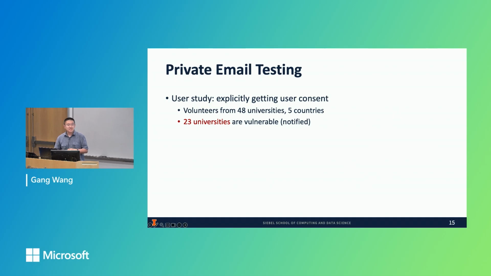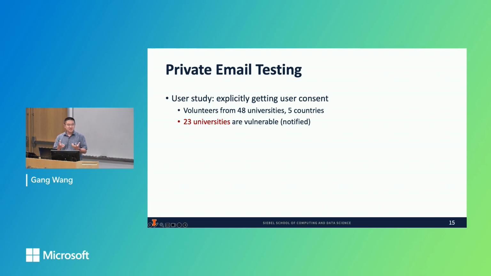So for private email testing, we started with a user study. This is a methodology that allows you to get explicit consent from users who are willing to participate and help you with the test. So that won't be considered spam or annoying anymore, right? So we say, hey, if you want to help, look at your inbox and tell us what happens. So we got volunteers from 48 universities, 5 countries, supervised the sample, by the way. And we ended up finding 23 universities whose email system has this vulnerability. So we notified the responding teams.